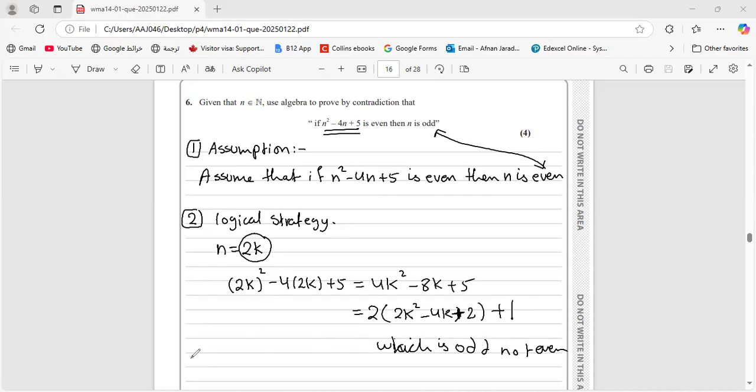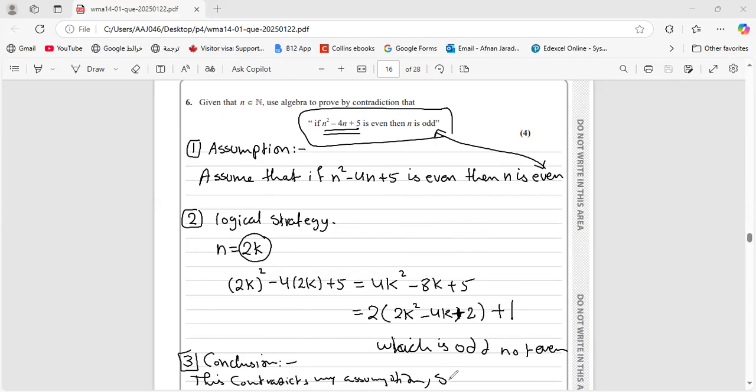So step number 3 is conclusion. The conclusion, this contradicts my assumption, and to write the correct statement. So if n squared minus 4n plus 5 is even, then n is odd. Okay? So 3 steps to find the proof by contradiction.